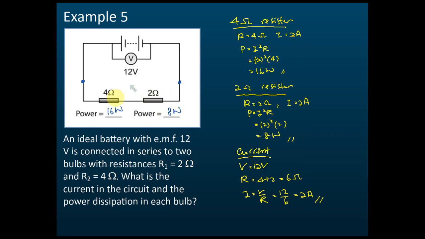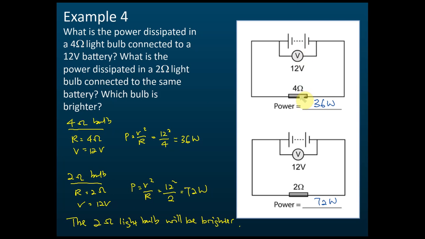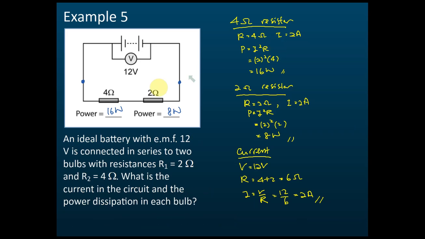From here we can see that the power of the 4 ohm resistor is higher compared to the 2 ohm resistor. You see, this is different from the previous one. If the resistors are in 2 separate circuits, the lower the resistance, the higher the power. But if the resistors are arranged in series like this, then the higher the resistance, the higher the power. It's the opposite. So that's the difference.